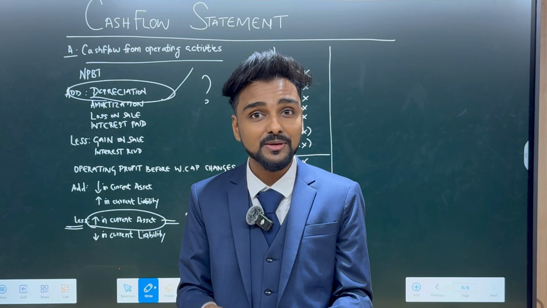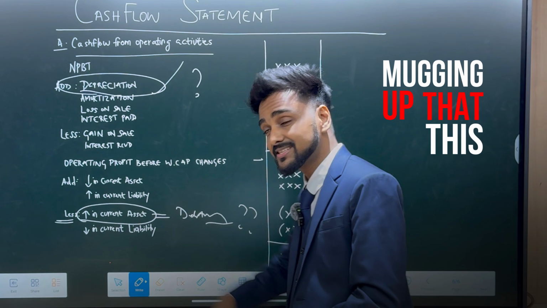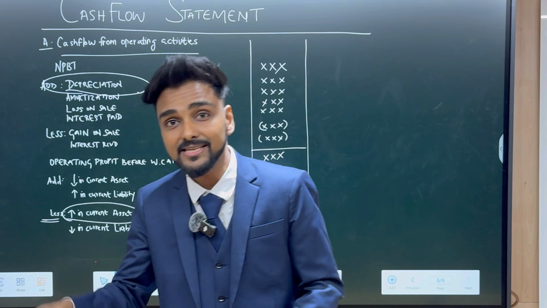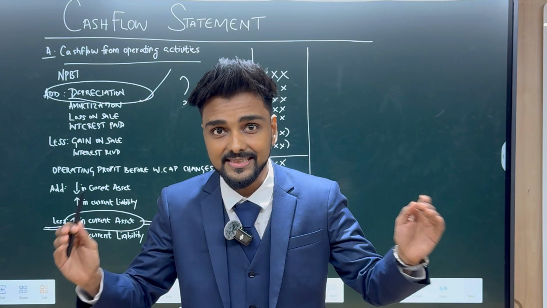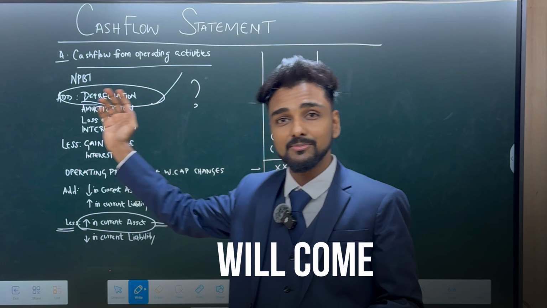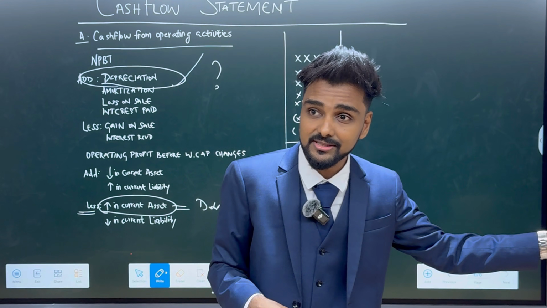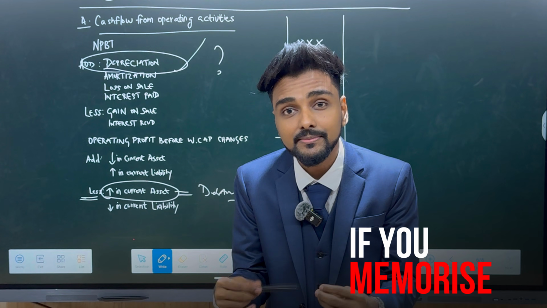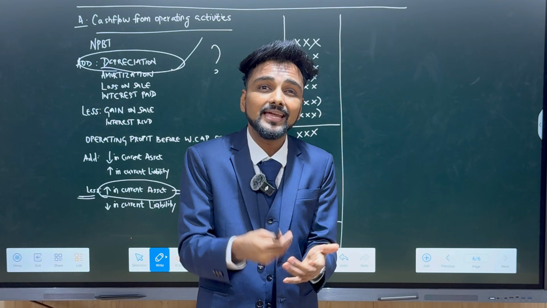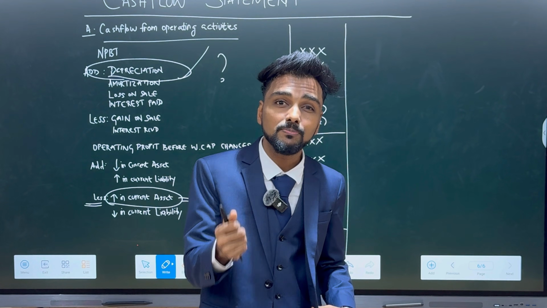Otherwise, you're just memorizing the formats, mugging up that this will be added, this will be subtracted, this will be debited, this will be credited. For example, revaluation account. A lot of people memorize that decrease in asset will come in the debit side. I'm talking about revaluation account. Increase in liability will come in the debit side, or maybe increase in asset will come in the credit side, and so on. So if you memorize like this, the moment any adjustment is complicated, you will mess up, you will not get the answer.